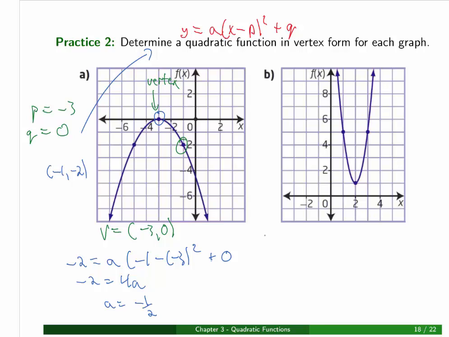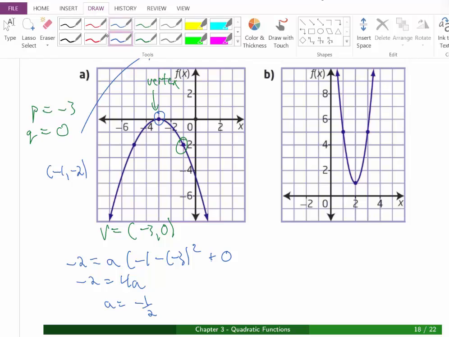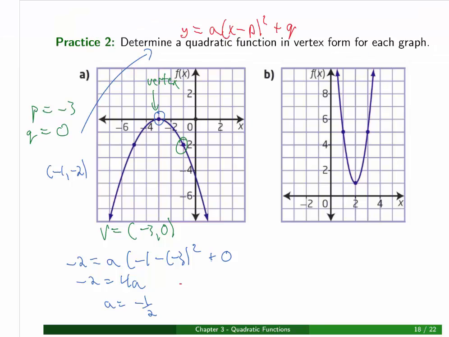Okay, therefore your answer to this question is y, or f of x, whatever you want to put, is equal to -1 over 2 times x minus p, so you're going to go plus 3 because the negatives will cancel, all squared, and that's it because q is 0.